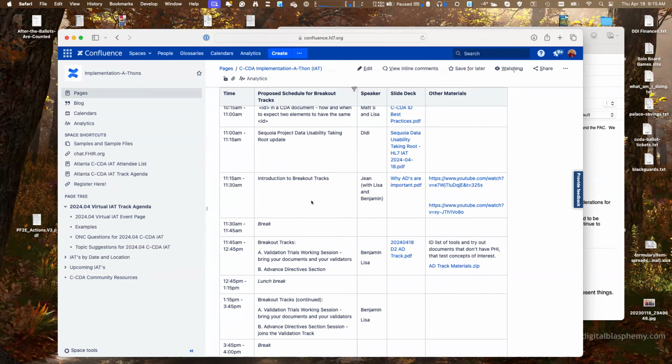As a reminder, we have 2 breakout tracks, a validation working session. Benjamin and others will be there to help people get set up, get the validator set up, help people with their documents and test a whole bunch of different things. And there's also going to be an advanced directives track where they're looking at advanced directives. And on that note, we have a video to show and I need to share sound.